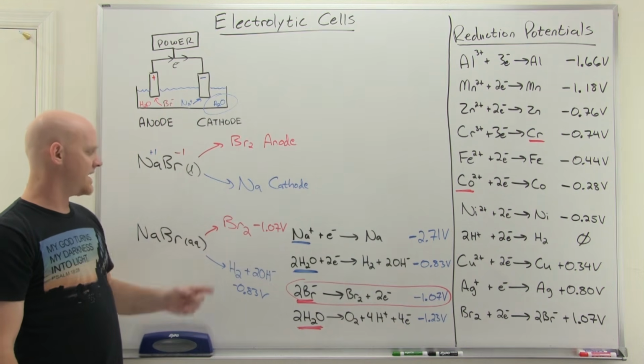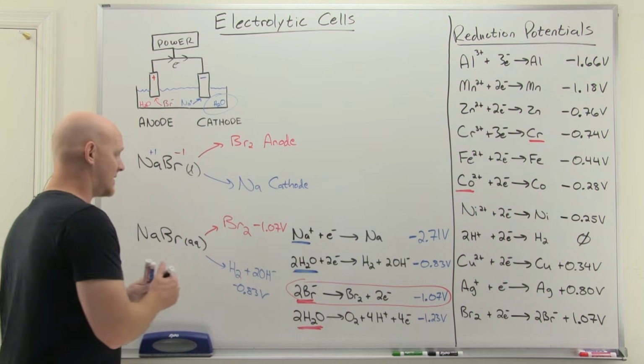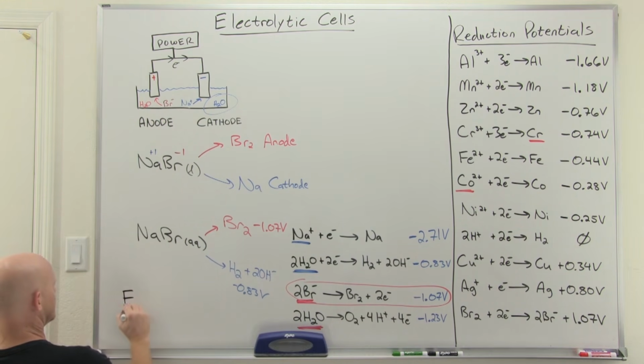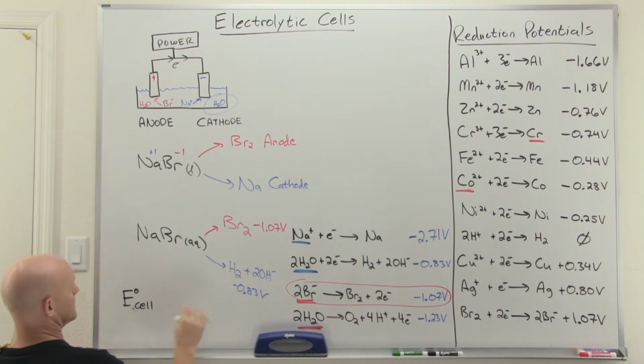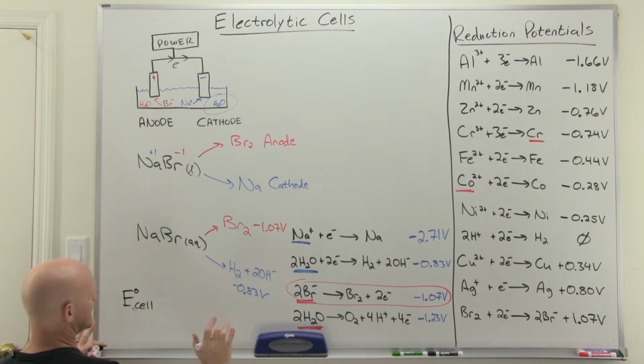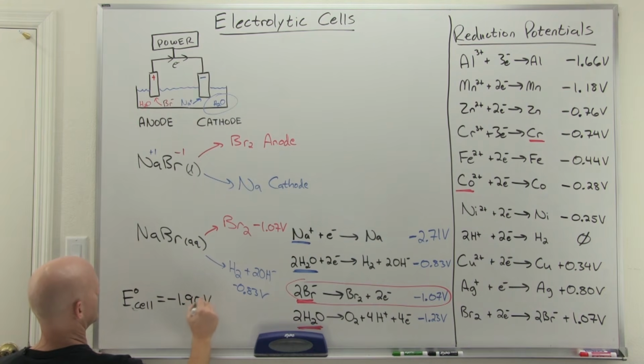We get Br2 at the anode, we get H2 and hydroxide at the cathode, and we might actually now calculate Ecell as well. So the overall Ecell would just be negative 1.07 and negative 0.83, just adding them together. We've already changed signs. And this just comes out to negative 1.90 volts.